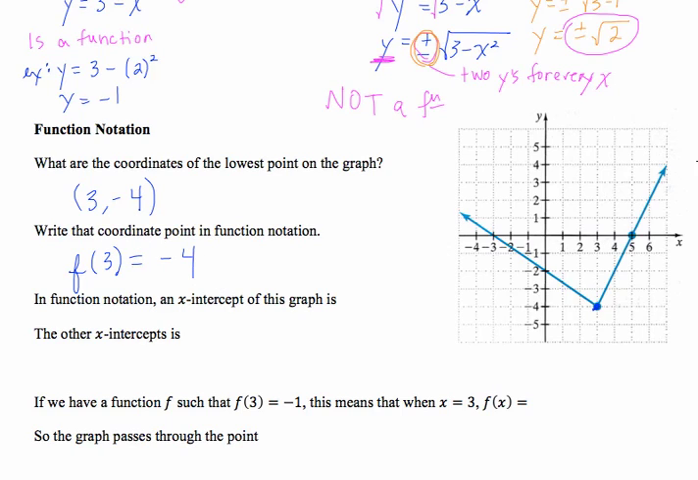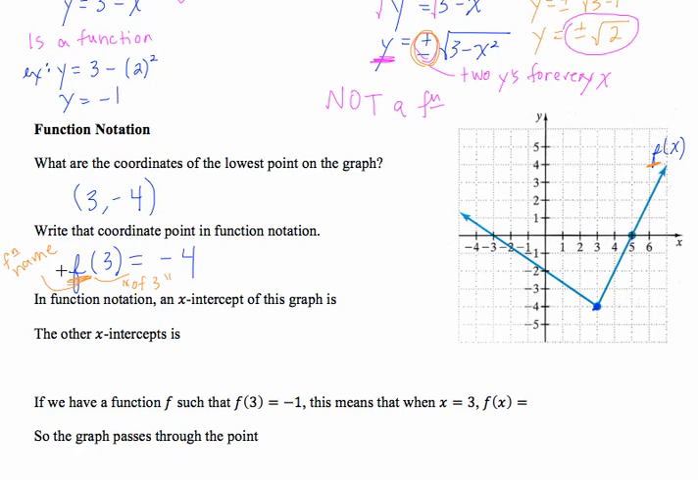So if this is the function f of x, that's read f of x, not f times x. F is the function name. We're calling this one f, but the function name can really be anything. Now this means f of 3. That's how that's read. Of 3, meaning when x is 3, the y value equals -4. That's how you read this.